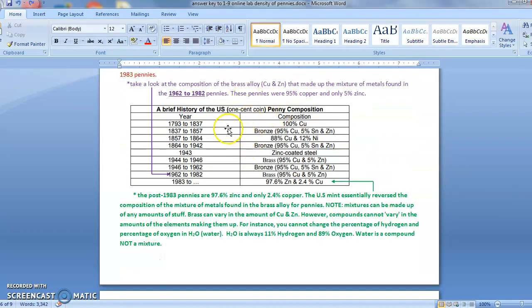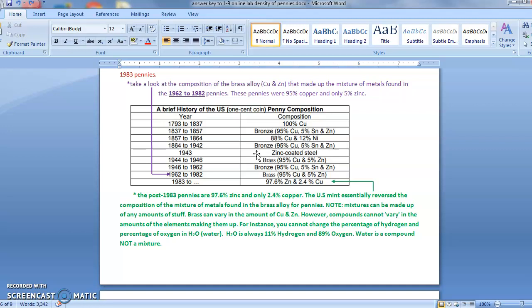Notice, it's kind of interesting to see, the original pennies were 100% copper. Then they started making bronze. Bronze is not copper and zinc. Bronze has some tin in it. So bronze is copper and tin. So they went to bronze. In 1857 to 1864, they started using nickel and copper, not tin. They continued with bronze again, and in 1943 we will see something very interesting about the pennies.